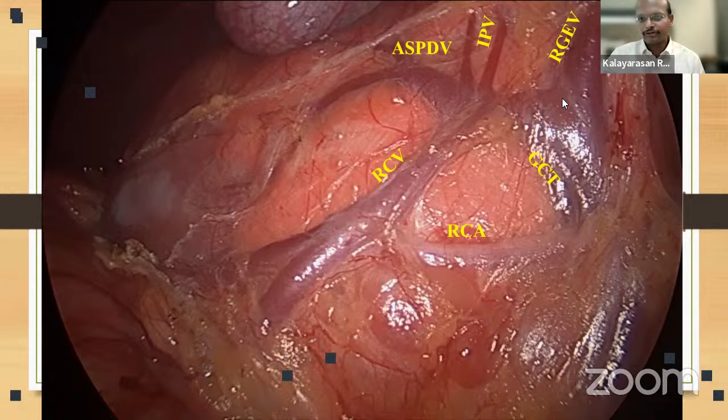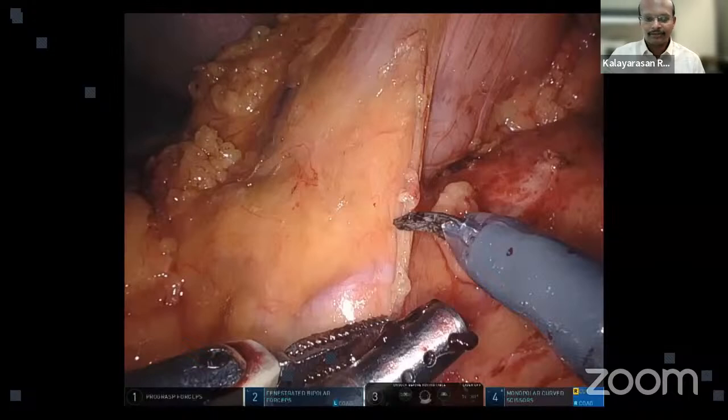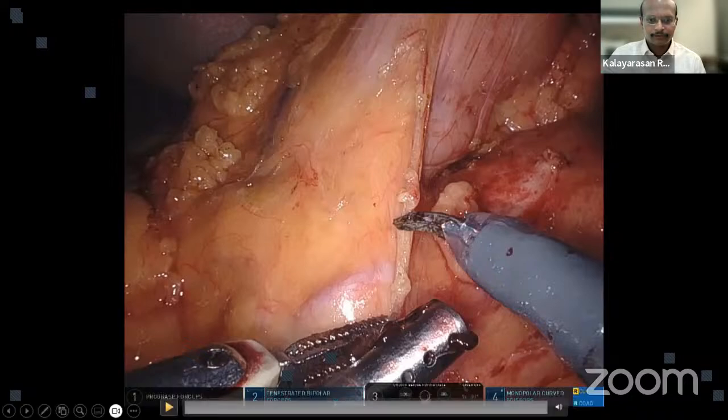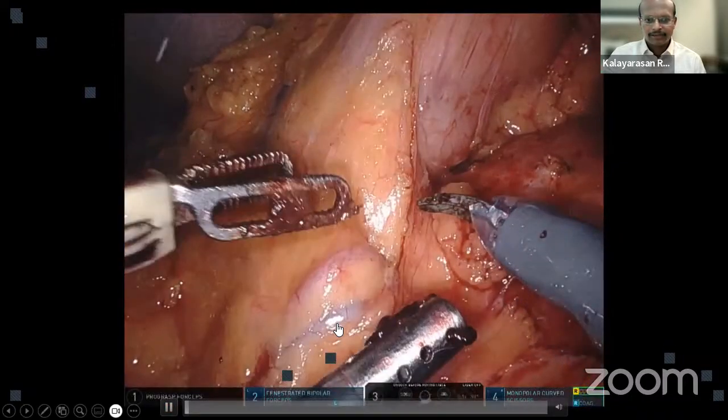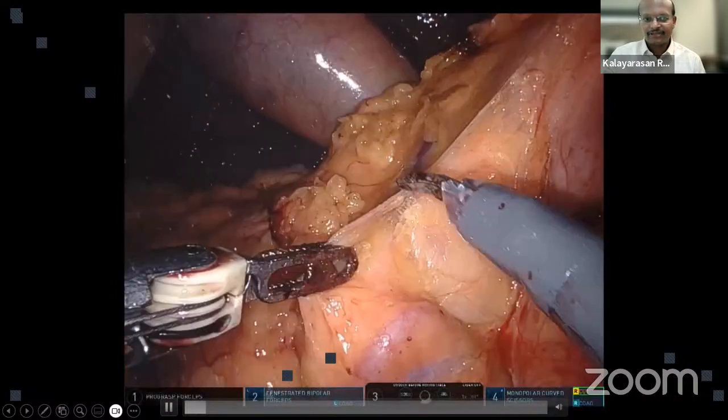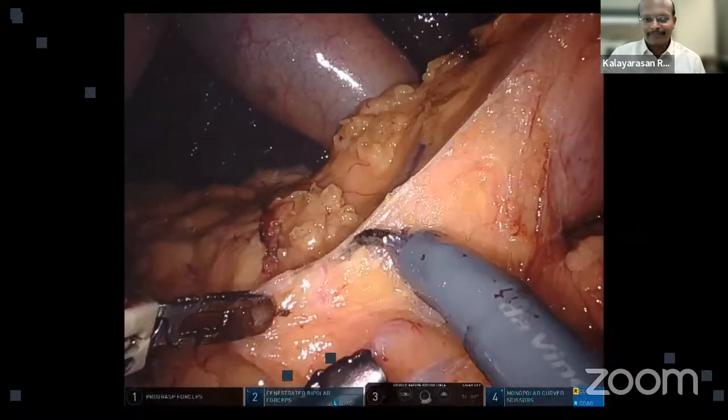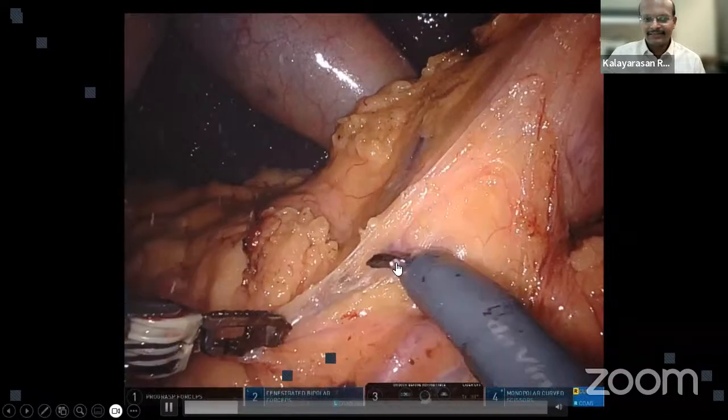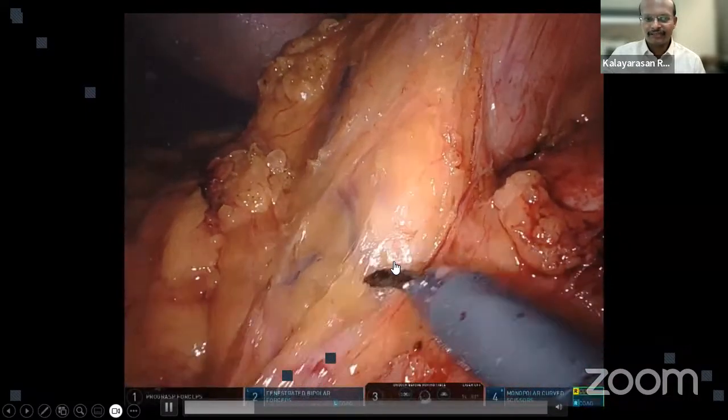We have to, because below this will be 14B, which is not routinely required as part of standard D2 gastrectomy. So I'll show a brief video of the station 6, especially going in the right plane. So you can see here, this is the gastrocolic fusion fascia.